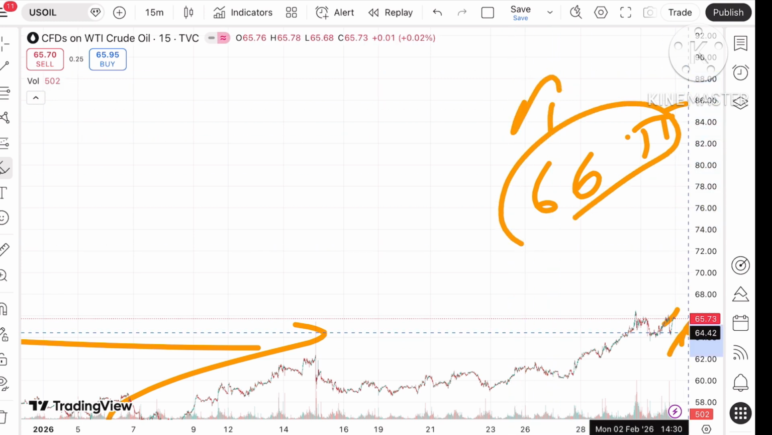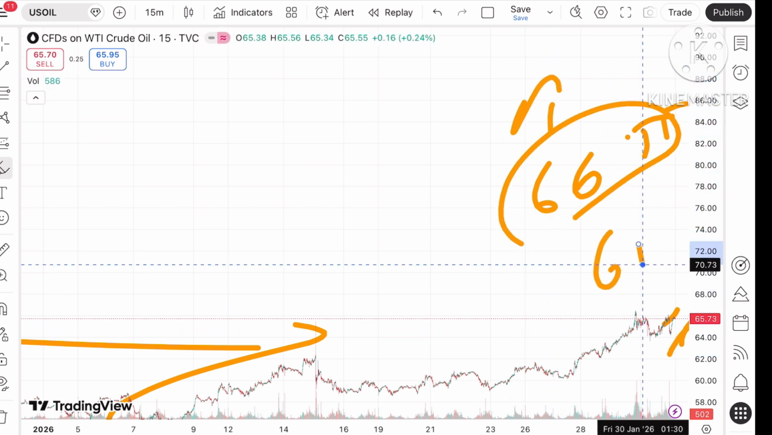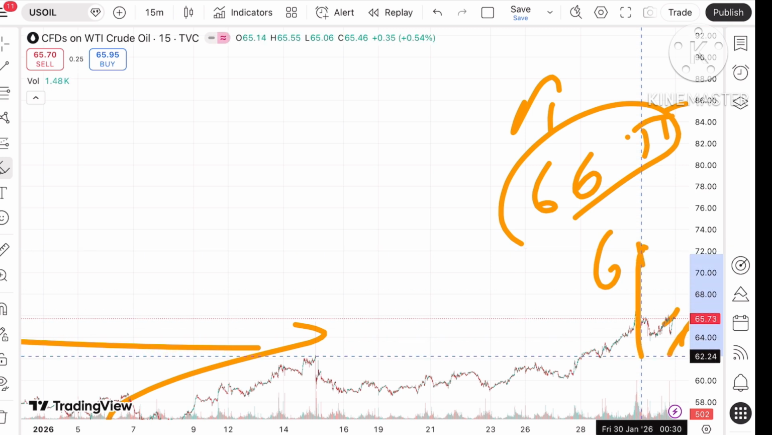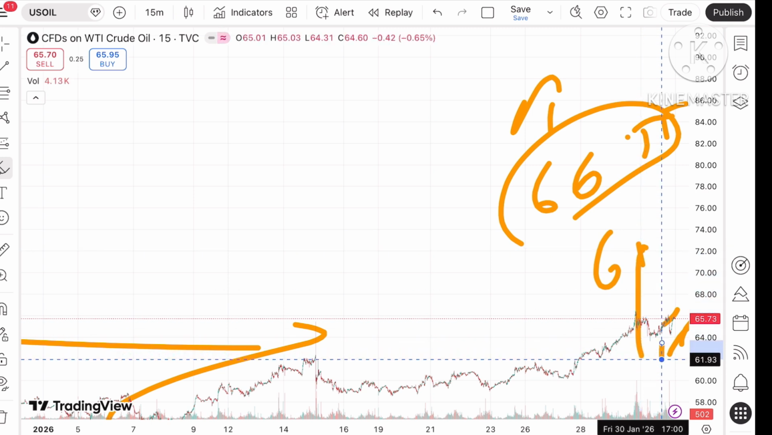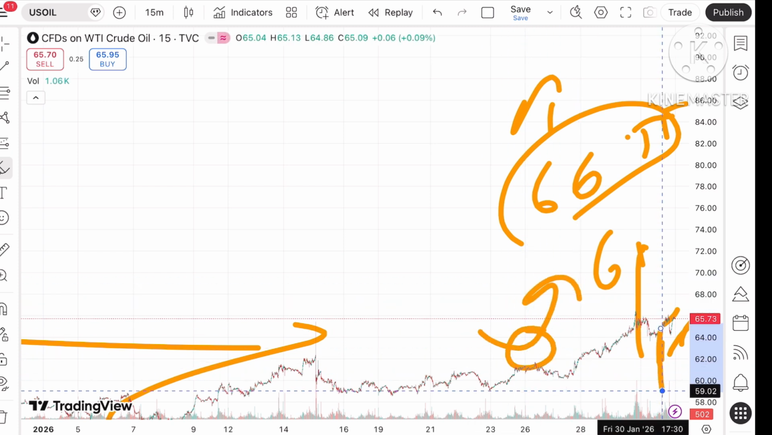But if the price starts going below a level of around 64.4, the probability will be high it can come down towards 61.9. If it bounces back from that level, it's good, but otherwise the price can go further low.